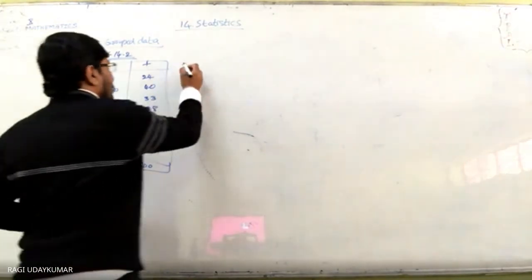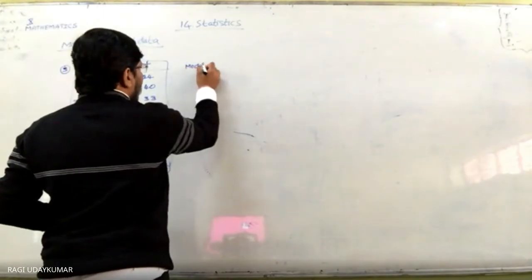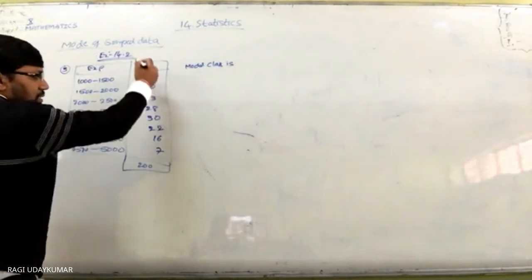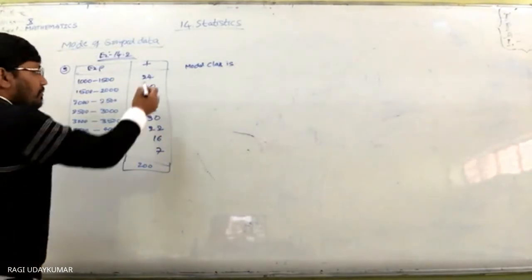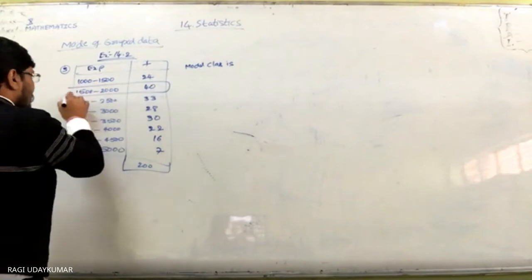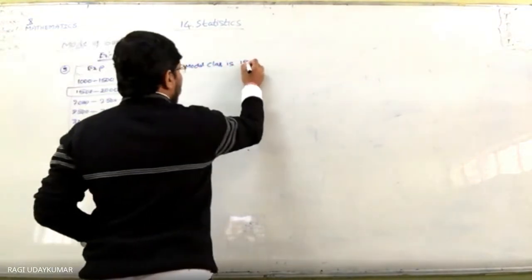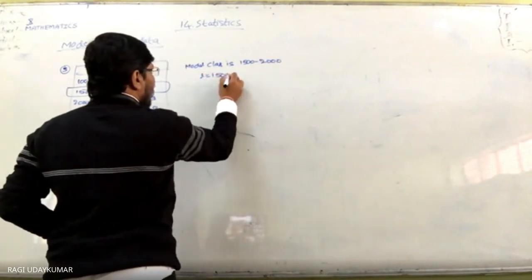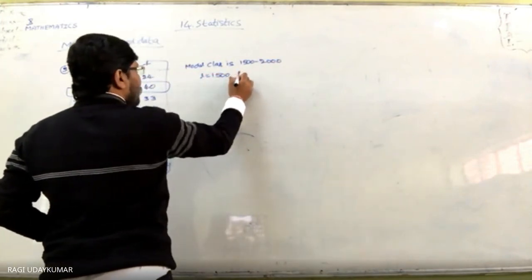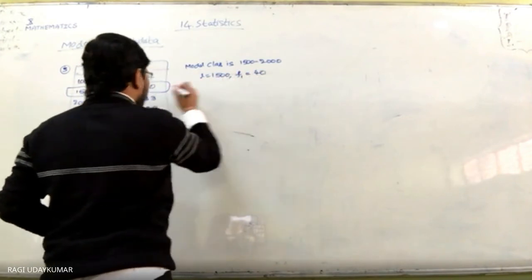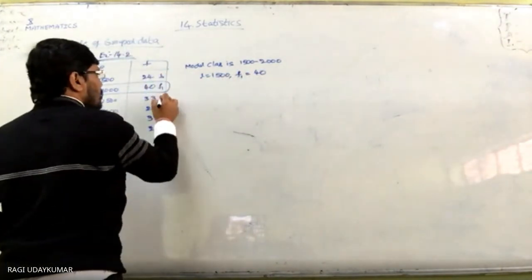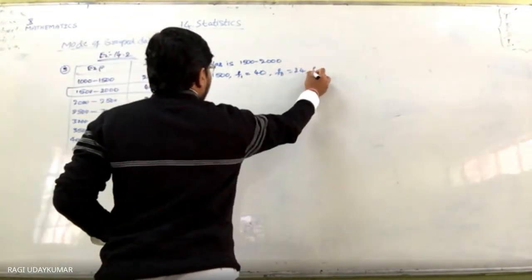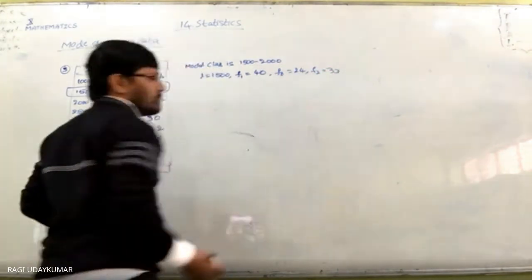So modal class. What is the modal class here? Which class is the modal class? The modal class is the one having the highest frequency, which is 40. So this is the modal class, 1500 to 2000. So L is equal to 1500. And f1 is equal to 40. This is f1, this is f0, this is f2. So f0 is equal to 24 and f2 is equal to 33.